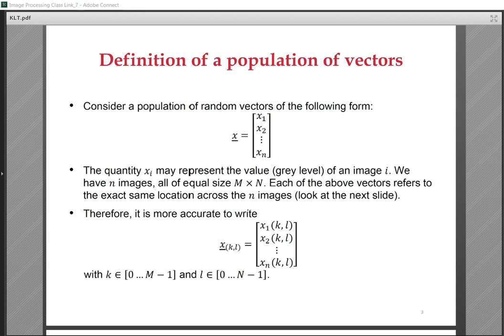Okay, a population of random vectors X. X contains vectors x1, x2, up to xn.